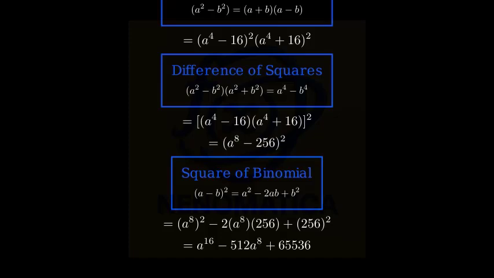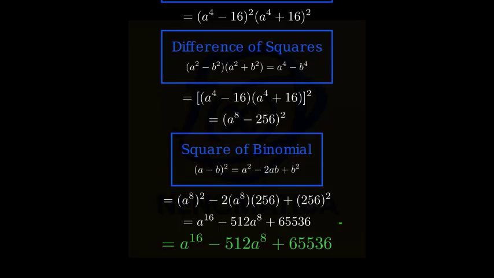We've successfully simplified our original complicated expression to a much cleaner form: a¹⁶ − 512a⁸ + 65536. This example shows how powerful algebraic techniques can be in simplifying complex expressions. We've used factoring, the difference of squares formula, and other algebraic identities to transform our expression step by step.